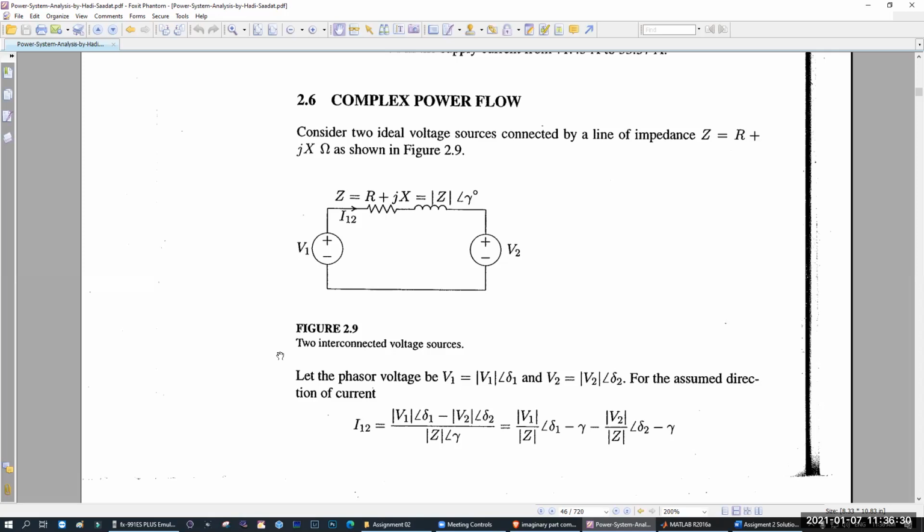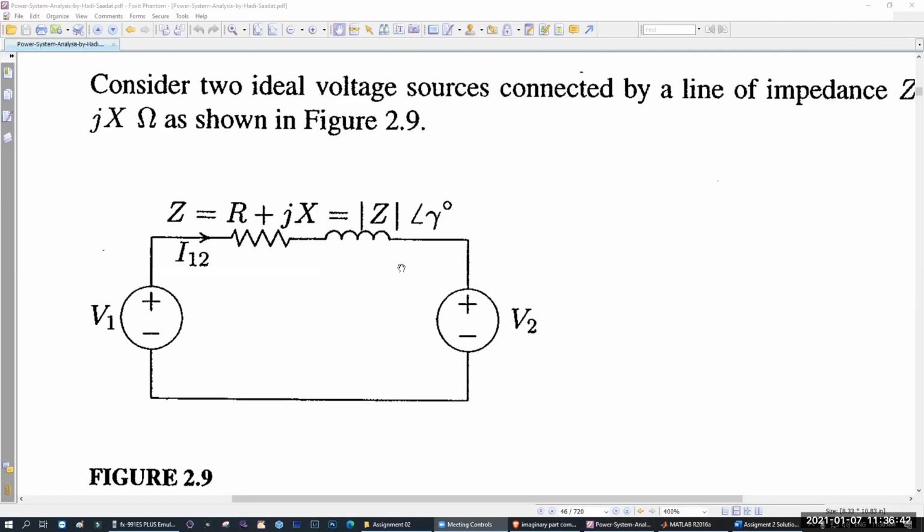Here you have two voltage sources. One is V1, another one is V2. Because in your power line, you will have multiple generators. They are not connected at the same point. They might be connected at different points. So in the transmission line or in the distribution line, there will be power flow. That means power will flow from one point to another point.